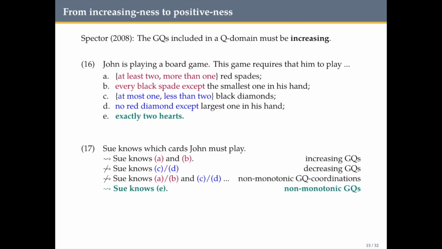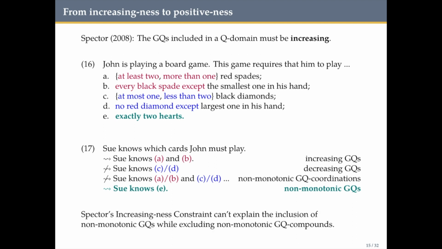The game requires that John play exactly 2 hearts. In this case, Sue knows which cards John must play, which implies that Sue knows the requirement that he has to play exactly 2 hearts. So, Spector's increasing constraint does not capture this condition. More generally, this constraint faces a dilemma. On the one hand, we want to include non-monotonic GQs. On the other hand, we want to exclude non-monotonic GQ coordinations.